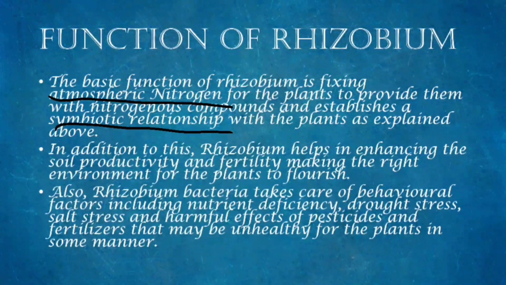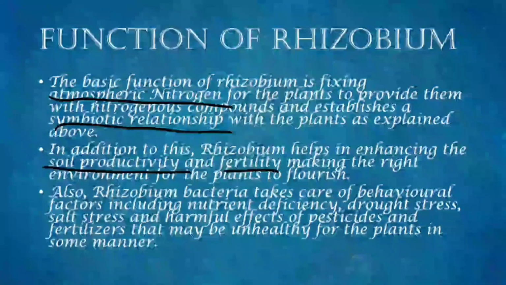Rhizobium helps in enhancing soil productivity and fertility, making the right environment for plants to flourish. Of course, we know that fertile soil is very important for the healthy growth of a plant. So this helps in enriching the fertility of the soil, which helps plant growth flourish. Also, Rhizobium bacteria take care of environmental factors including nutrient deficiency, drought stress, salt stress, and harmful effects of pesticides and fertilizers that may be unhealthy for the plants in some manner.